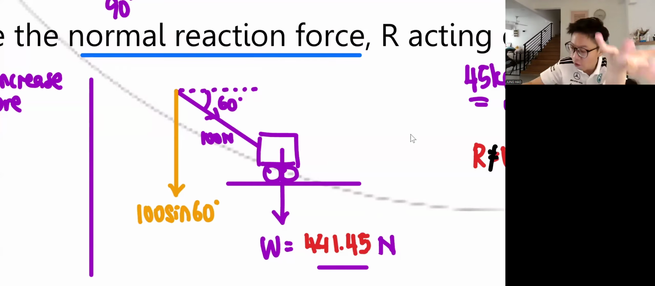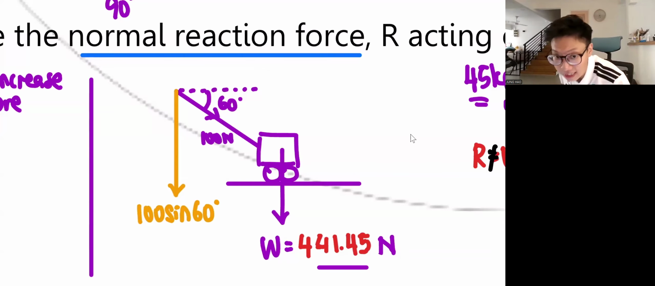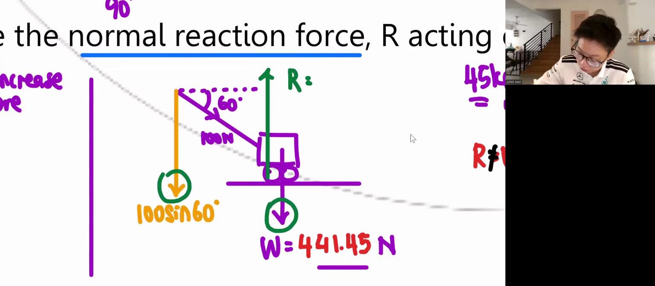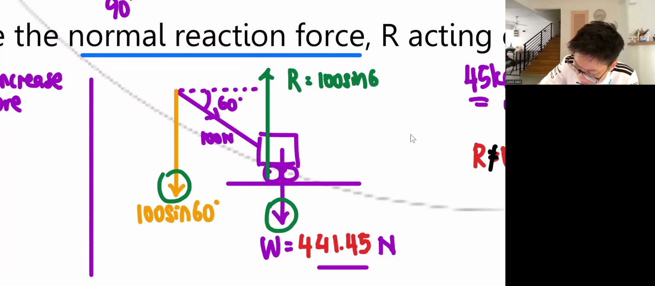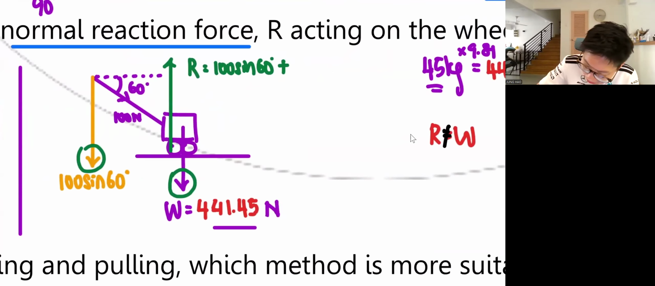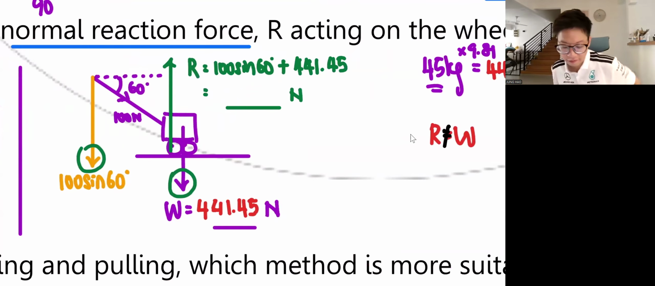So there is a weight which is 441.45. That is the weight, right? That's the force that goes down. But then now you also press, so you have an additional 100 sine 60 that goes down. So ultimately, what is your reaction force? Your reaction force will be equal to the sum of the down forces, which means 100 sine 60 plus 441.45. That will be your reaction force.